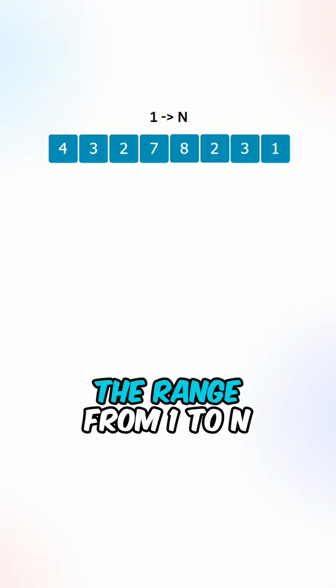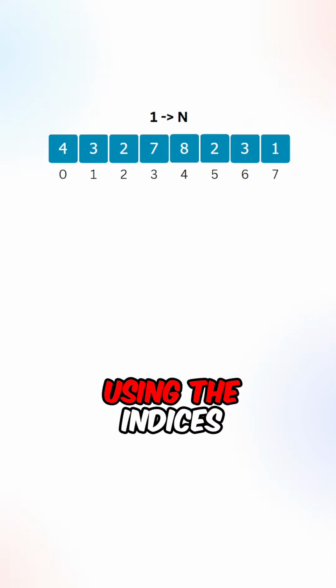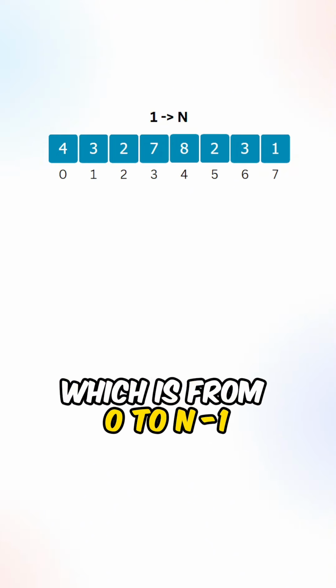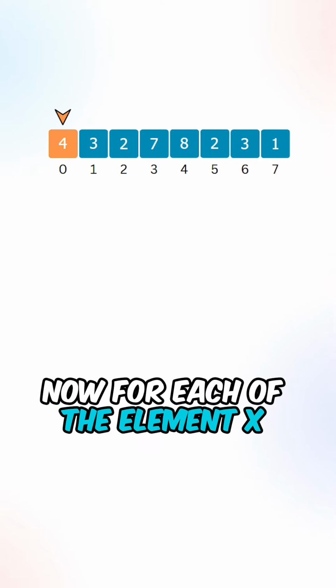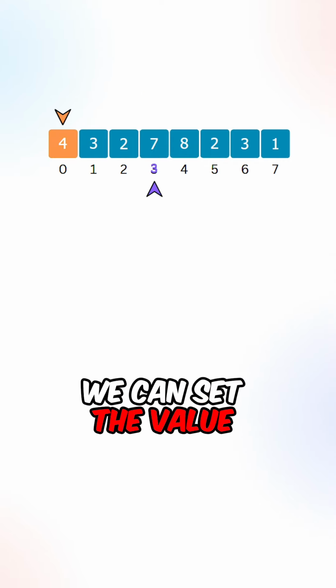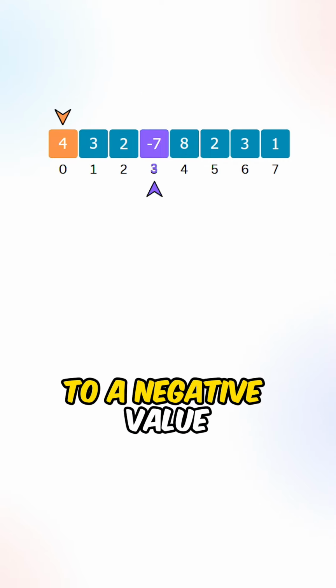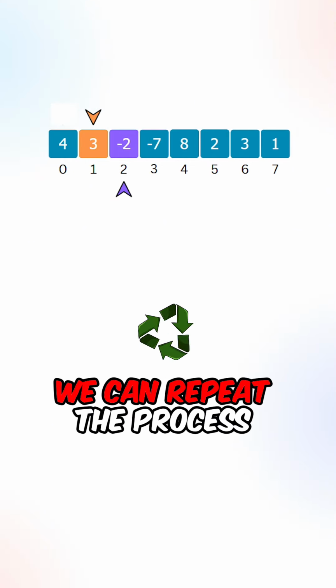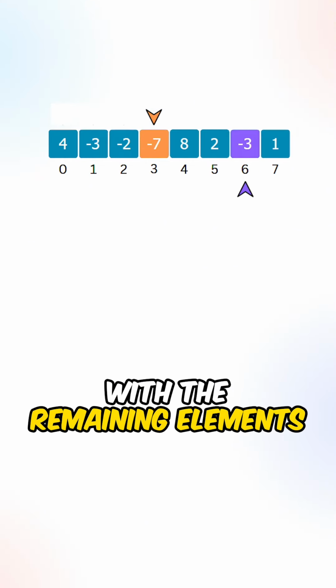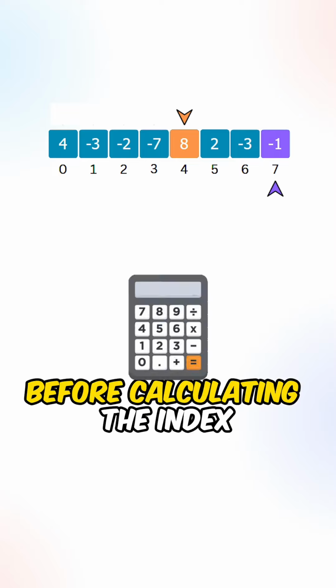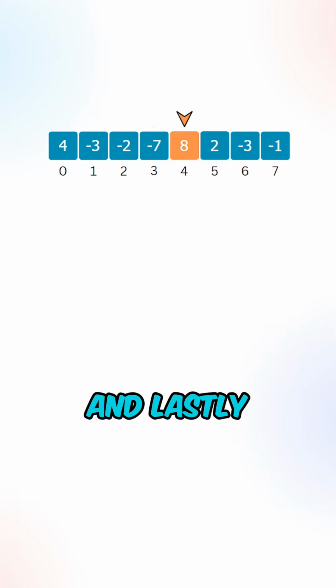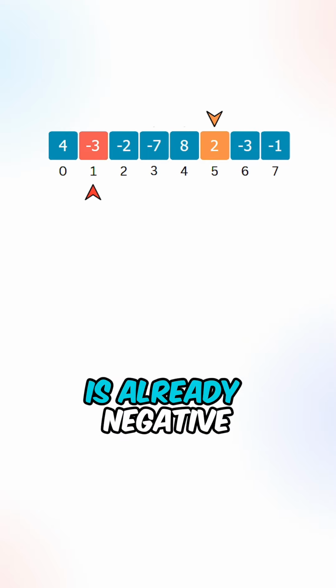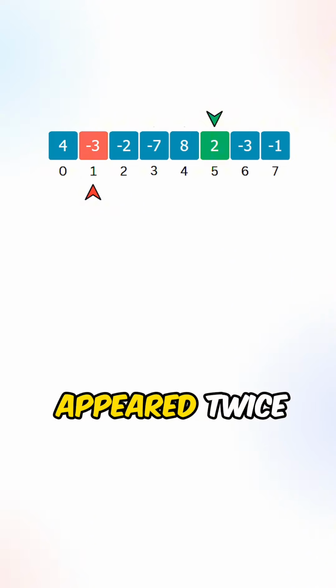Since the elements are in a range from 1 to n, we can represent them using the indices, which is from 0 to n-1. Now for each of the elements x inside the array, we can set the value at index x-1 to a negative value. Now we can repeat the process with the remaining elements. Make sure to find the absolute value before calculating the index. And lastly, if the element at the index is already negative, then the current element appears twice.